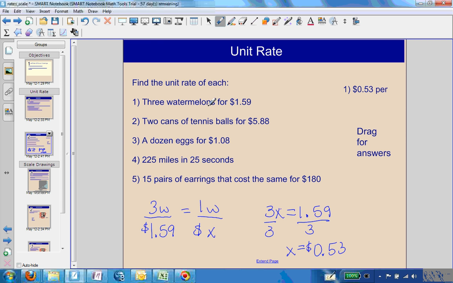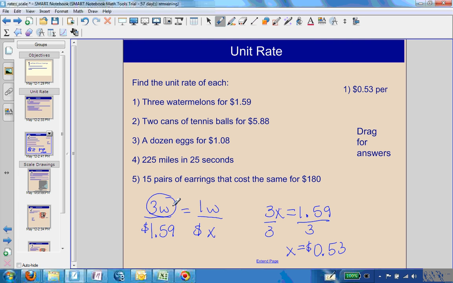Another way to approach this problem is to just know that since you are looking for 1 watermelon, you want to change that 3 to a 1, so you have to divide by 3. And since you're dividing the top of your ratio by 3, you have to also divide the bottom of your fraction by 3, which is the exact same thing we did when we solved this as a proportion. So now let's look at the next example.